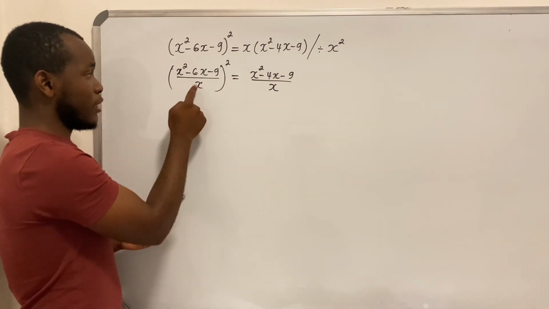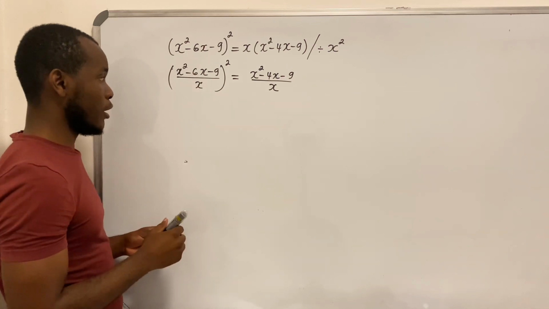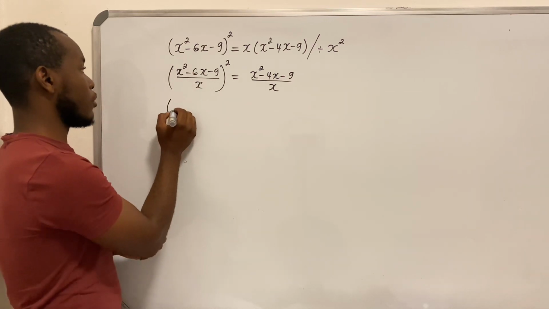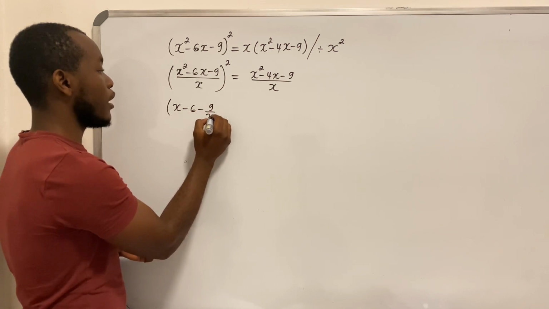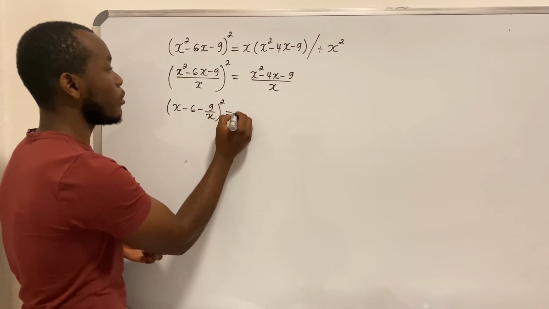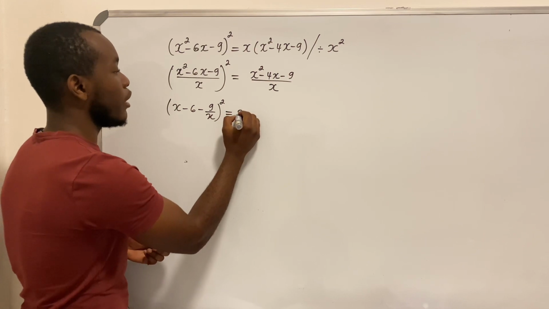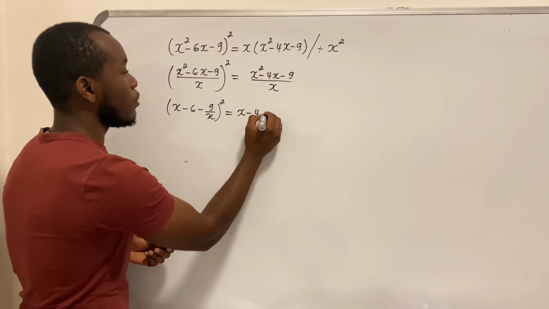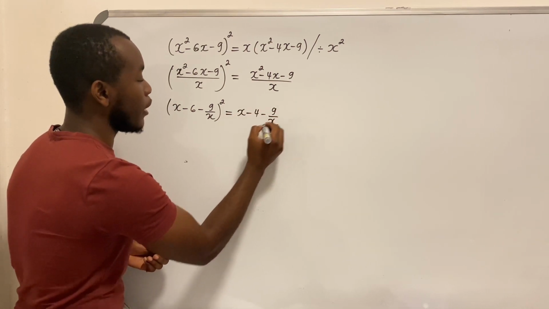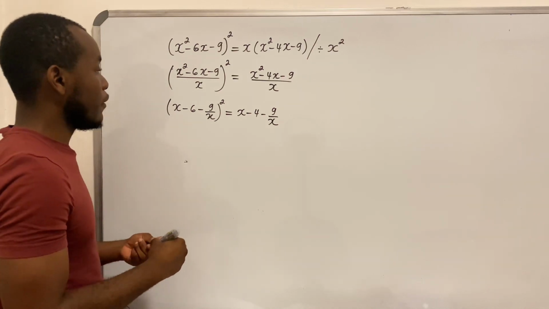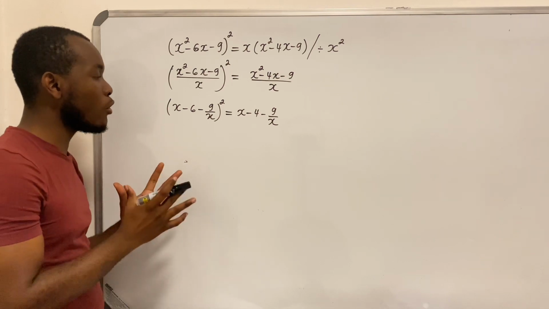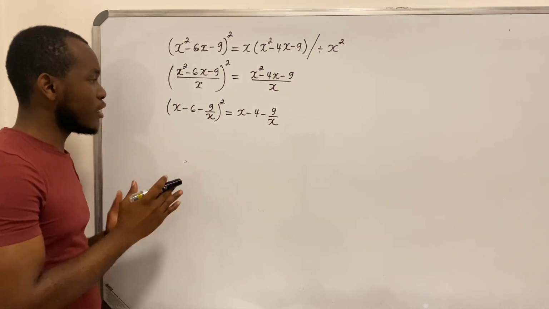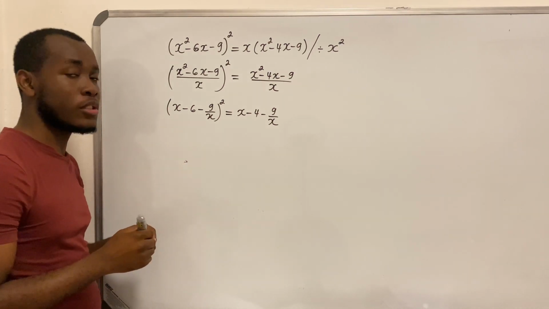So now I can separate each expression with the common denominator x. We're going to have x minus 6 minus 9 over x, all squared, equal. The same will happen here. We'll have x minus 4 minus 9 over x. Now I have this expression. This expression is not the same as this one, but they have some things in common. They have 9 over x, they have x, so they have those expressions in common.